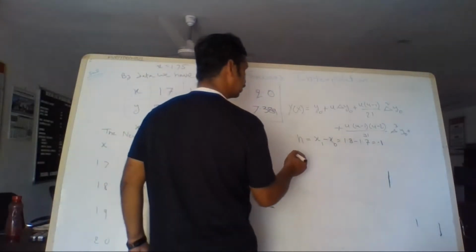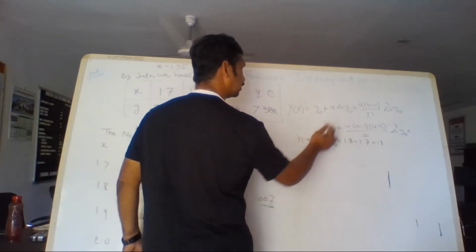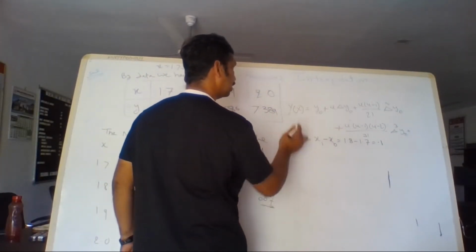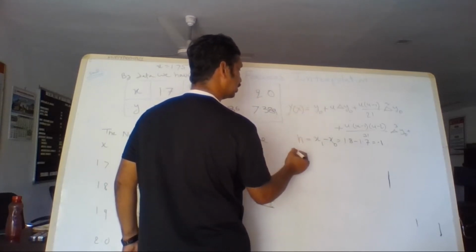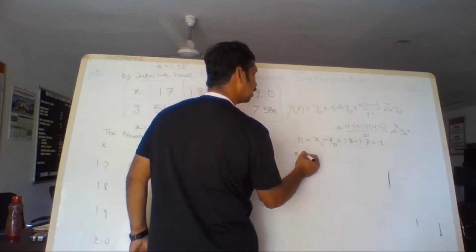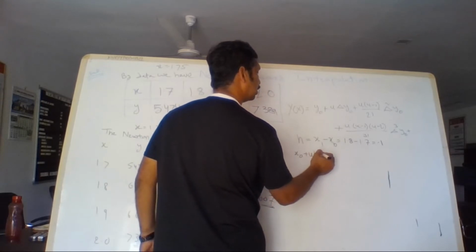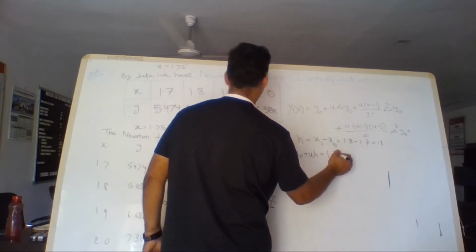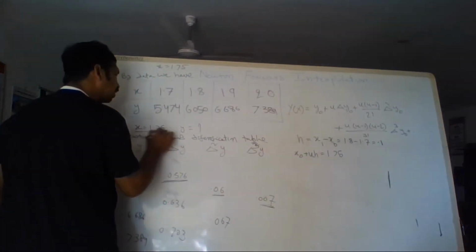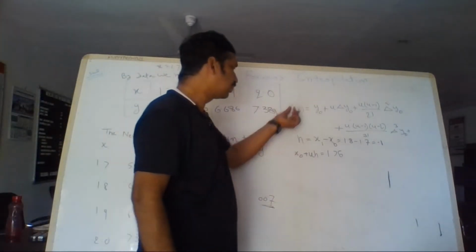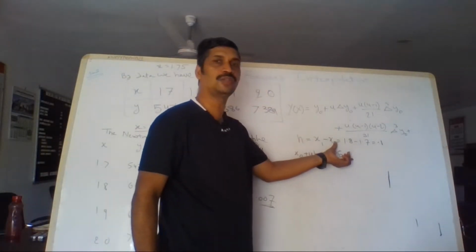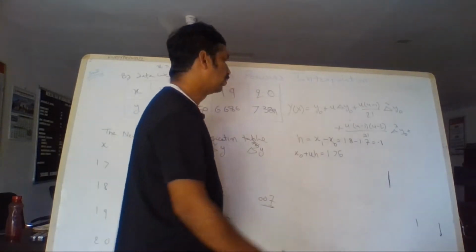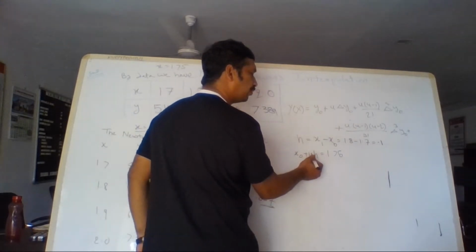Next we have to compute the value of u. Here x equal to x0 plus uh equal to 1.75. We have to compute the value at 1.75. x equal to x0 plus uh equal to 1.75. We have to compute the value of u.